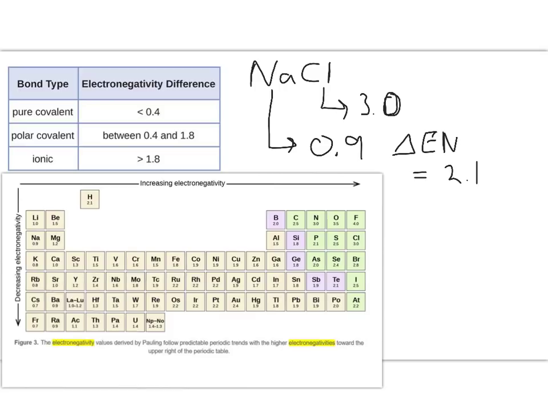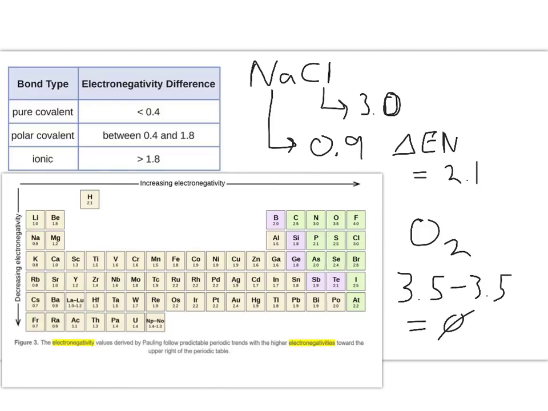If you look at molecular oxygen, no oxygen atom is more electronegative than itself, so 3.5 minus 3.5 is 0. So molecular oxygen is an example of a pure covalent bond, because you have equal atoms.